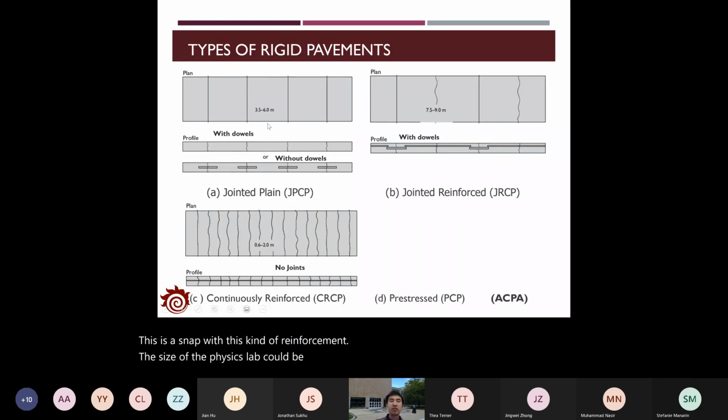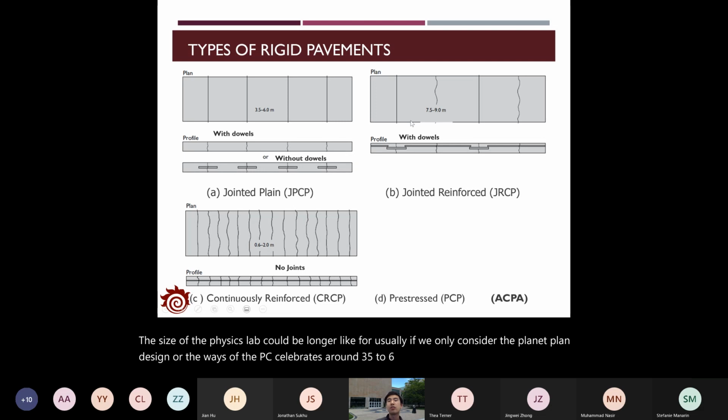Usually, if we only consider the plain design, the width of the PCC slab is around 3.5 to 6 meters. But for the joint reinforcement design, it will be as long as 7.5 to 9 meters.